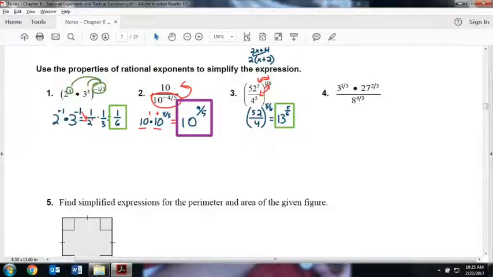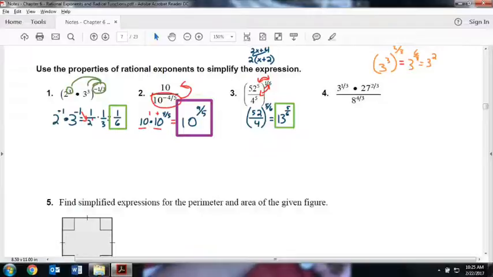Now, number 4. Number 4 is a bit of a pain. Number 4 is to stretch you. There's a lot of things going on here. First of all, what I'm going to do is get a common base on the top. Here's how I think through that. 27 is 3 cubed. But then that's raised to the 2/3, right? Whenever you have an exponent to an exponent, you simply multiply those exponents. You would multiply these two together. So that equals 3 to the 6/3. 6 divided by 3 is 2, so that's 3 squared.